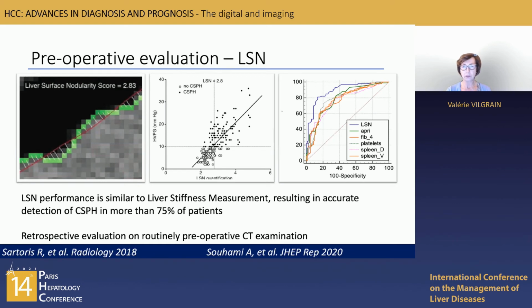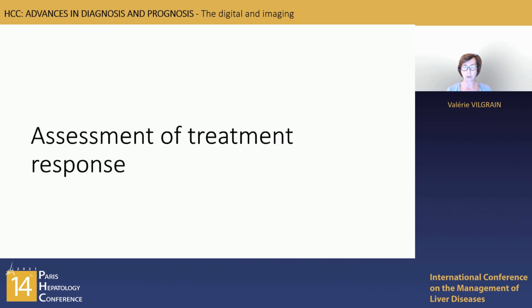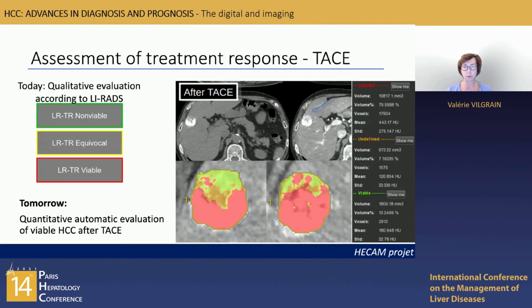We are routinely using the liver surface nodularity, which is a sign of cirrhosis. But we have shown that it's not only a sign of cirrhosis, but it is highly associated with the severity of portal hypertension, as you can see in the graph in the middle. So this can definitely be used on routine pre-op CT examination in order to stratify patients and to offer the best therapeutic options.